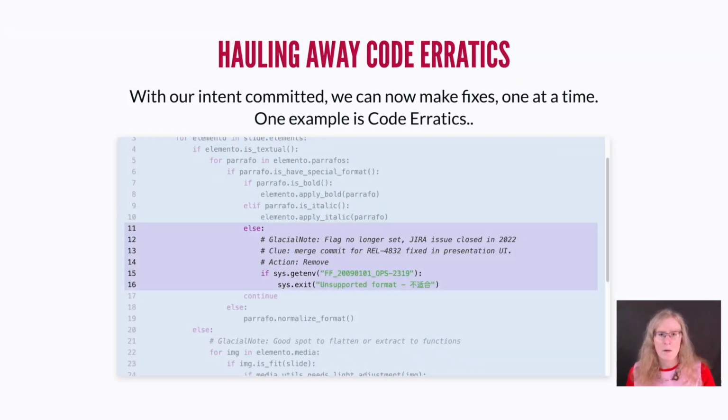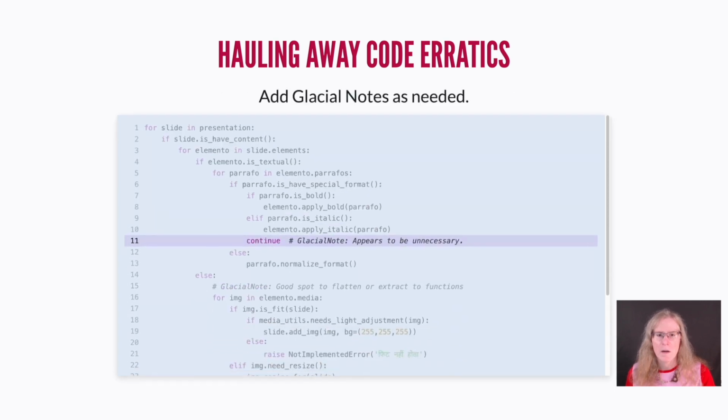Then we want to haul away those code erratics. Now that we have our intent committed, we can make fixes one at a time. And here's an example of hauling away a code erratic. Zap. Now when we removed it, we made a note here that it appears to be unnecessary.